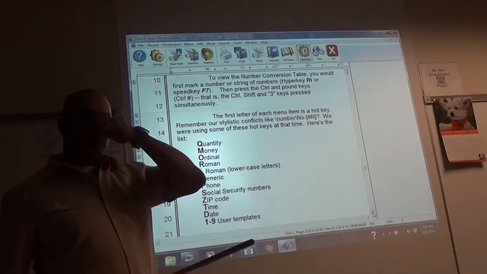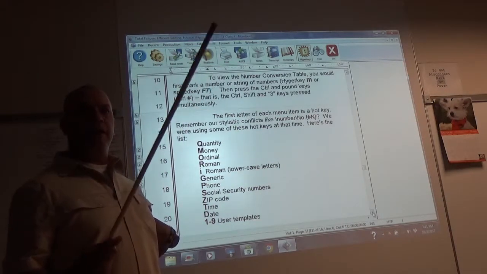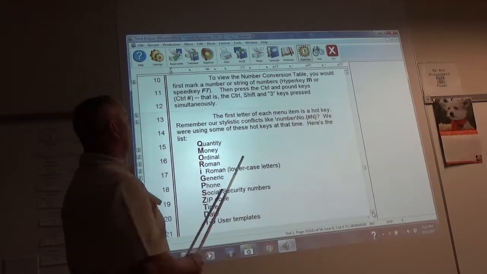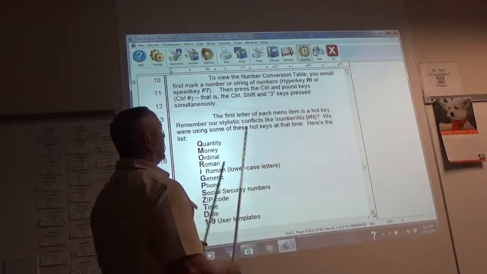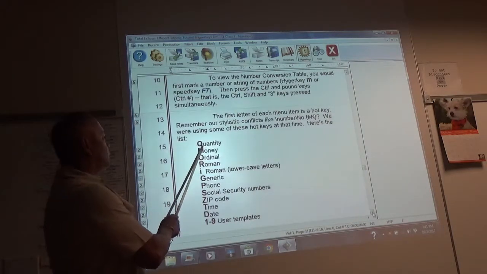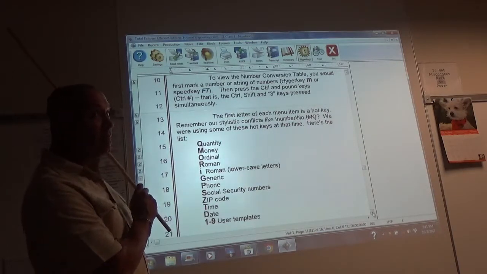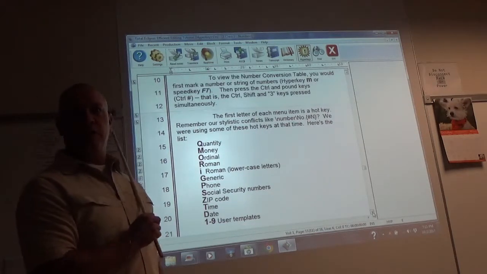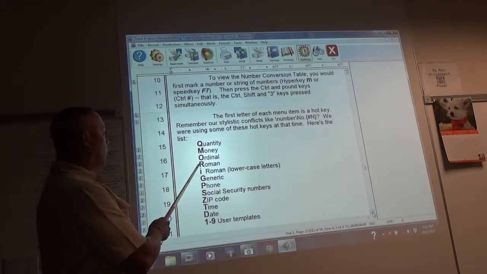This is what I was talking about in the hyperkeys. Okay? The first letter of each menu item is a hotkey. Remember our stylistic conflicts, numbers. So when you're on a number and you want to change it to a quantity, it's what? Shift Q. Shift Q. Okay? Same thing with money, ordinal, Roman numeral.